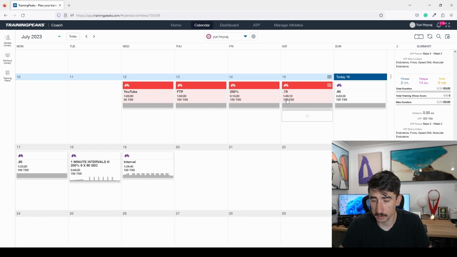In this example here, this is an hour and 46 minutes, 10 seconds at 75% of FTP will score us 100. If we ride at 65% of our FTP for 2 hours, 22 minutes and 30 seconds, we also get 100 TSS. We can also ride at 80% for another 100 TSS, or we can do an interval format workout.